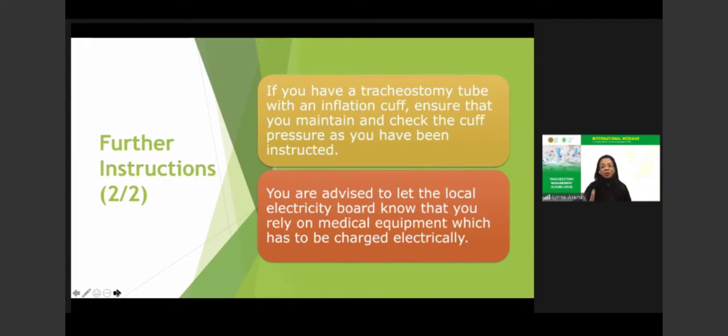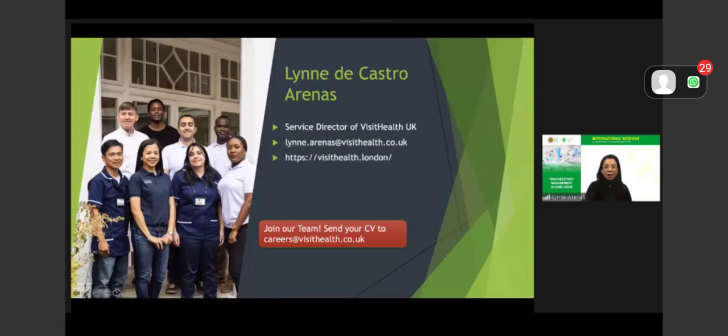And it's very important that you inform the electricity board or whoever your electricity provider is that one or two family members are dependent for breathing or for life measures with that machine. So everybody else could have no electricity, but you can be assured that you do have electricity continuously.